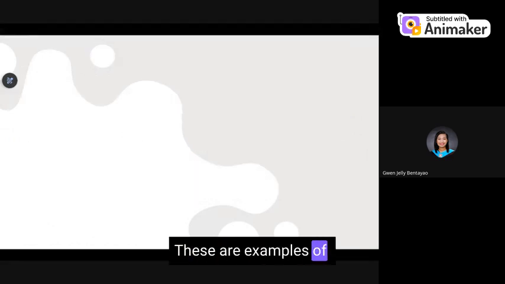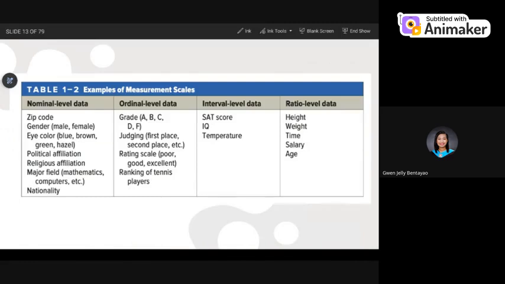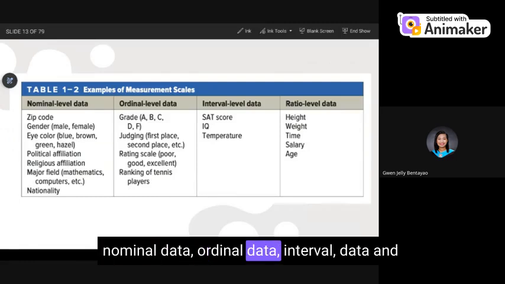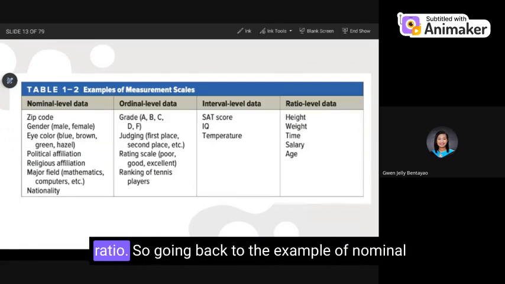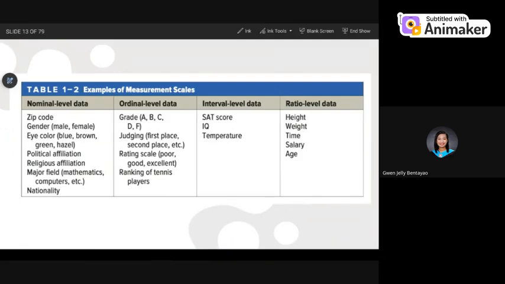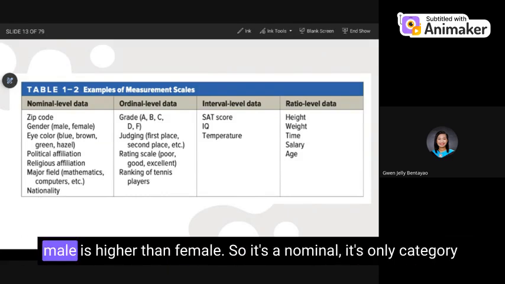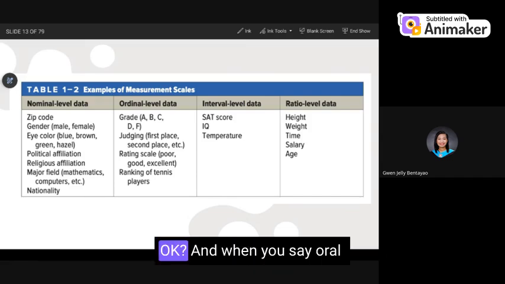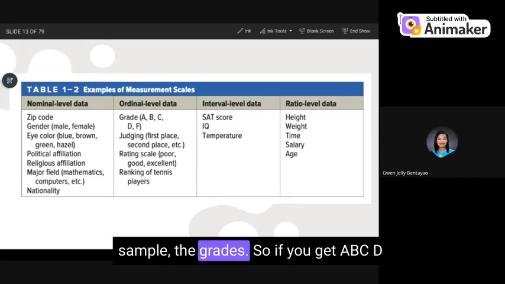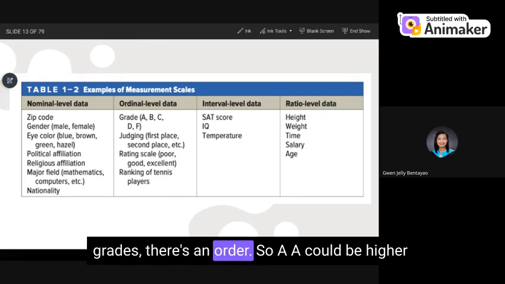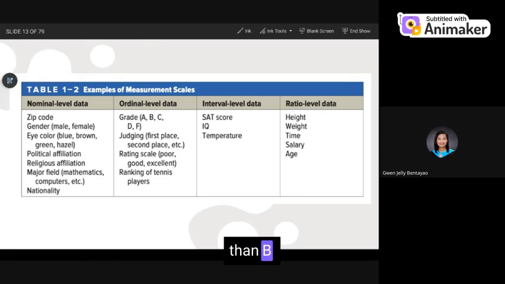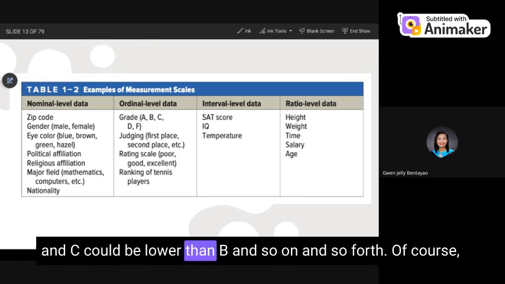So these are examples of nominal data, ordinal data, interval data, and ratio. Going back to the example of nominal, when you answer male or female, it doesn't mean male is higher than female. So it's nominal, it's only a category. Okay? And when you say ordinal, for example, the grades. If you get A, B, C, D grades, there's already an order. So A could be higher than B, and C could be lower than B, and so on and so forth.